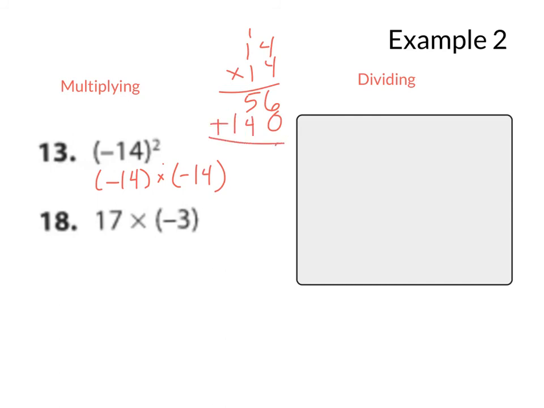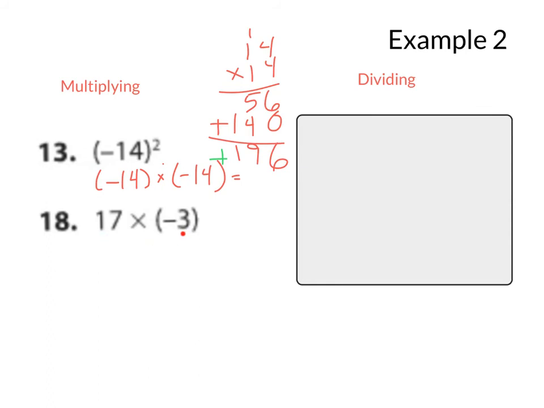Adding them together, our answer is 196, but my question is whether this is positive or negative. I see two negative signs, therefore they can cross like two swords, and they're making a positive. My answer is positive 196.